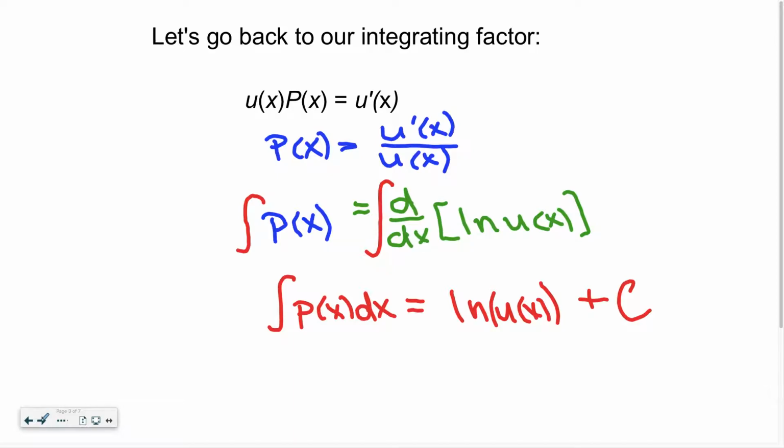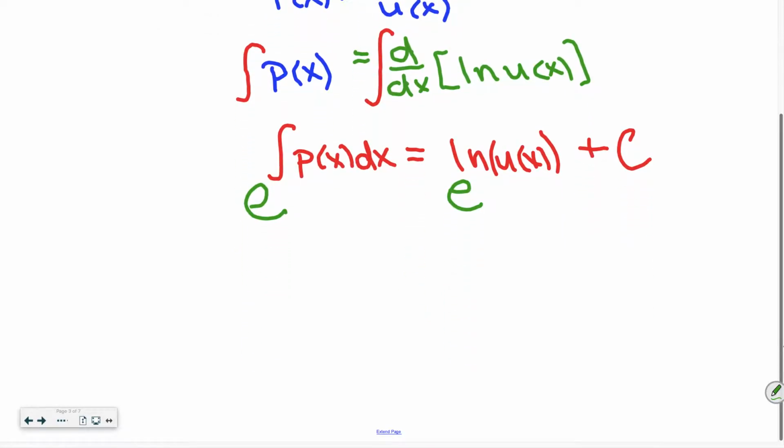Okay, all right. So our whole point of doing this is we want to know how to identify u of x, right? So let's solve for u of x. How do we do that? So we have e to the integral of p of x.